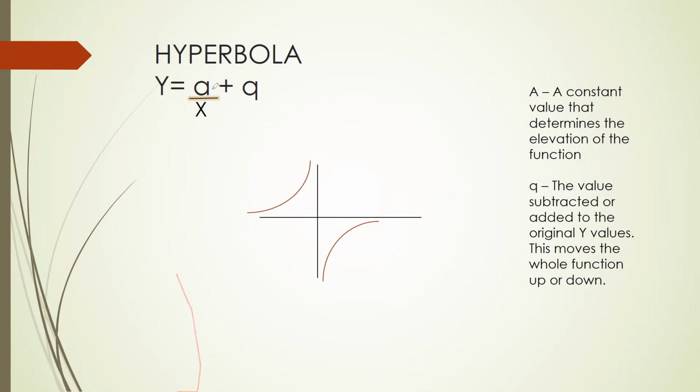Y is equal to 8 divided by x. So let's say our a was 5. Y is equal to 5 divided by x. Now watch what's going to happen. According to maths, you cannot divide a number by 0. Anything divided by 0 is undefined. So in this case, our asymptote is going to be x is equal to 0.